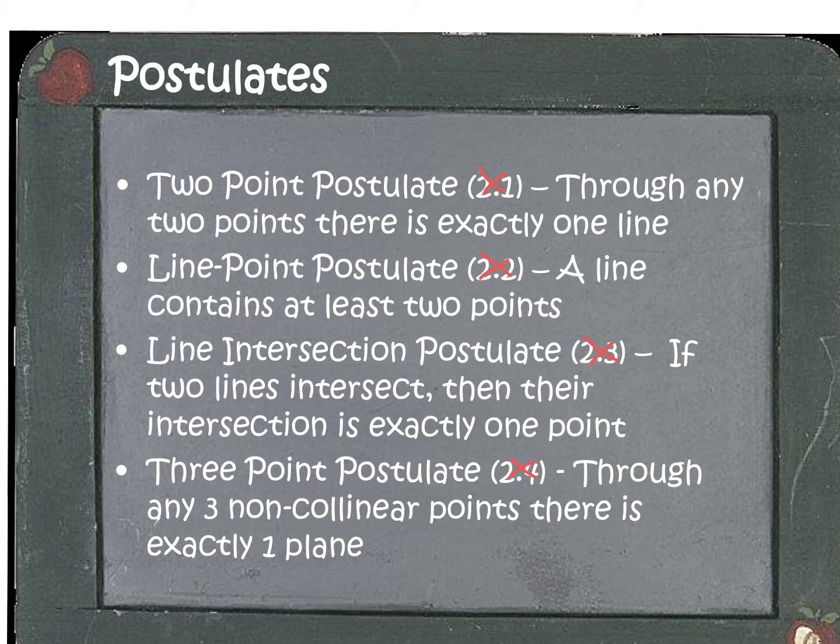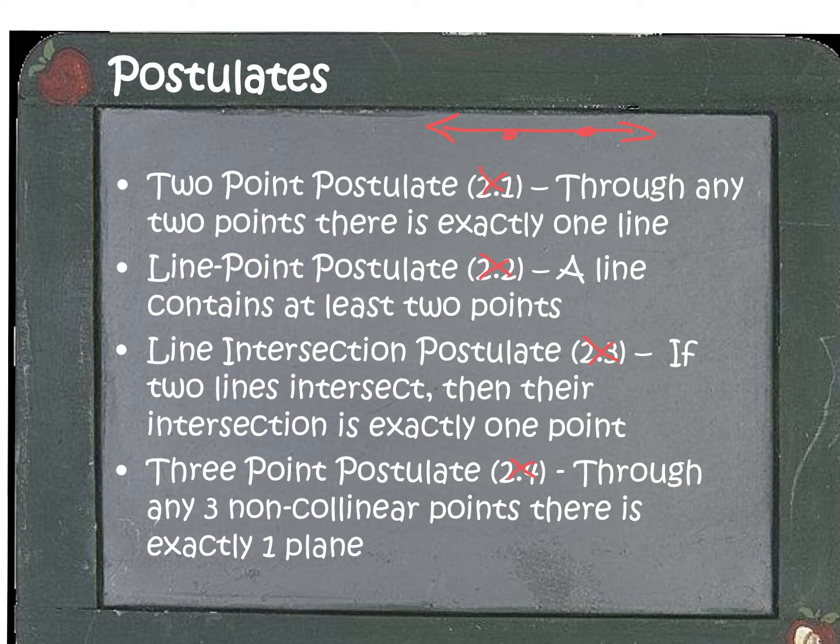So the first one is the 2-point postulate, and this just states that through any 2 points, there is exactly one line. I can't make more than one line when I graph 2 points. I could graph 2 points and then connect them, and I will make exactly one line.